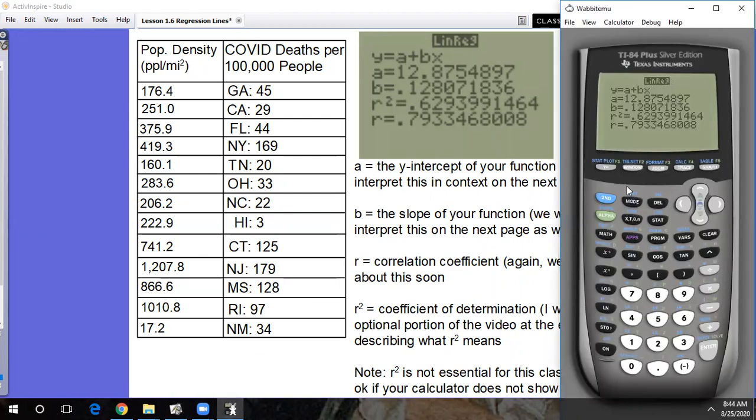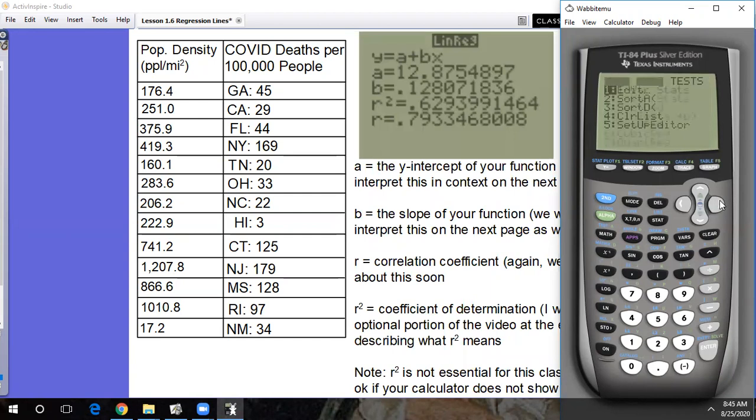One thing I also want to point out on your calculator: if you do not see R and R squared, the reason is you have your stat diagnostics turned off. If you press mode on your calculator and find where it says stat diagnostics, let me show you what the screen will look like if you have it turned off. When you do this with stat diagnostics turned off, R and R squared don't pop up. So you need to go to mode and make sure that stat diagnostics are on.